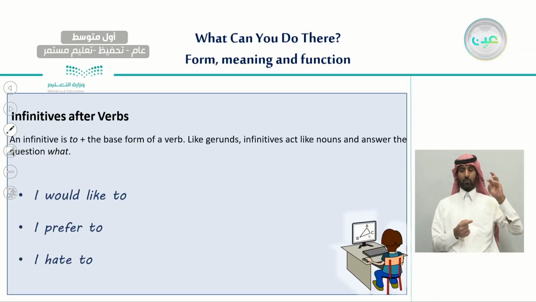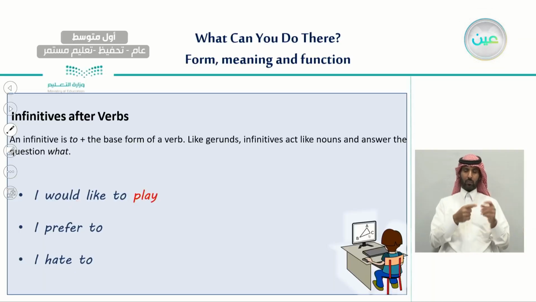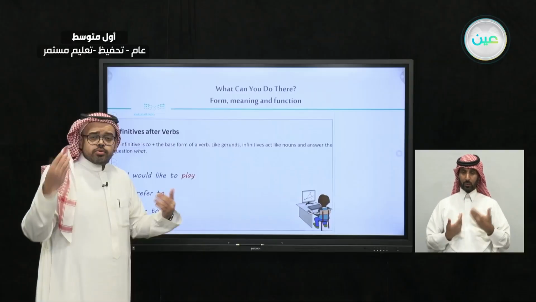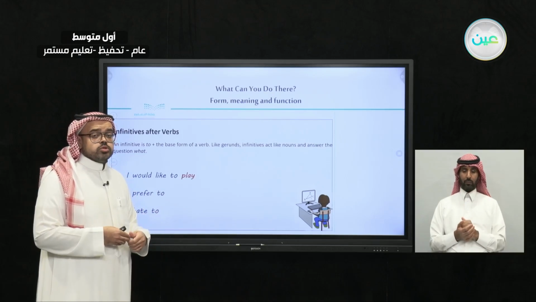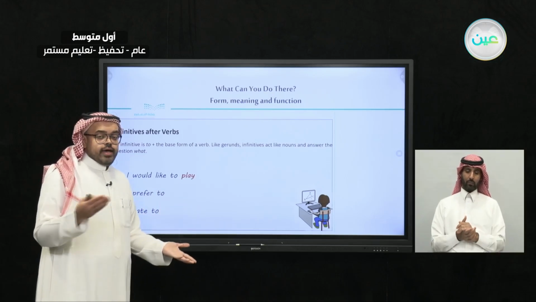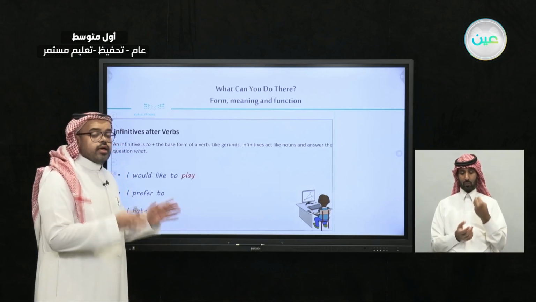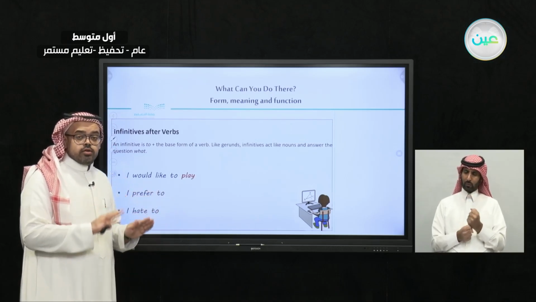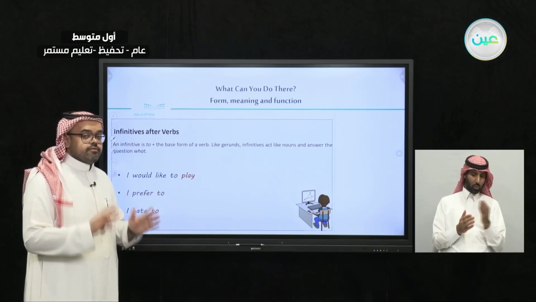Let's see examples here. I would like to play. And you remember last semester we talked about the difference between would like to and would like. So would like is the kind of verb that we can use before we are using the infinitive.